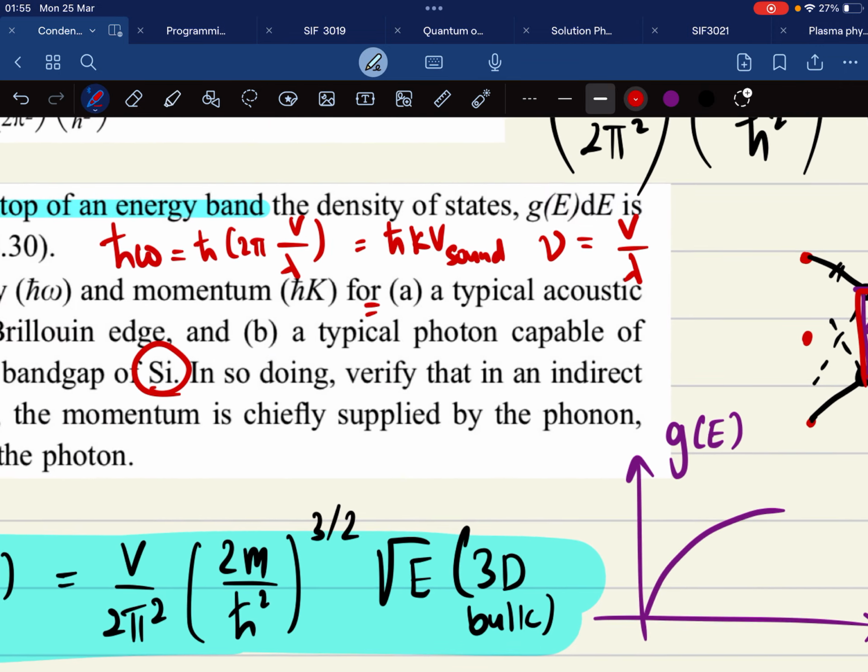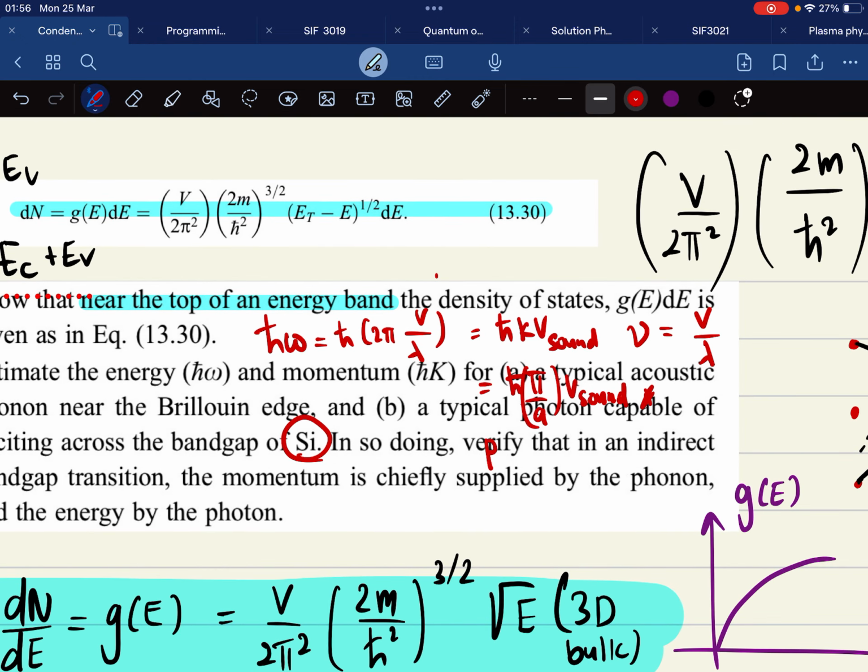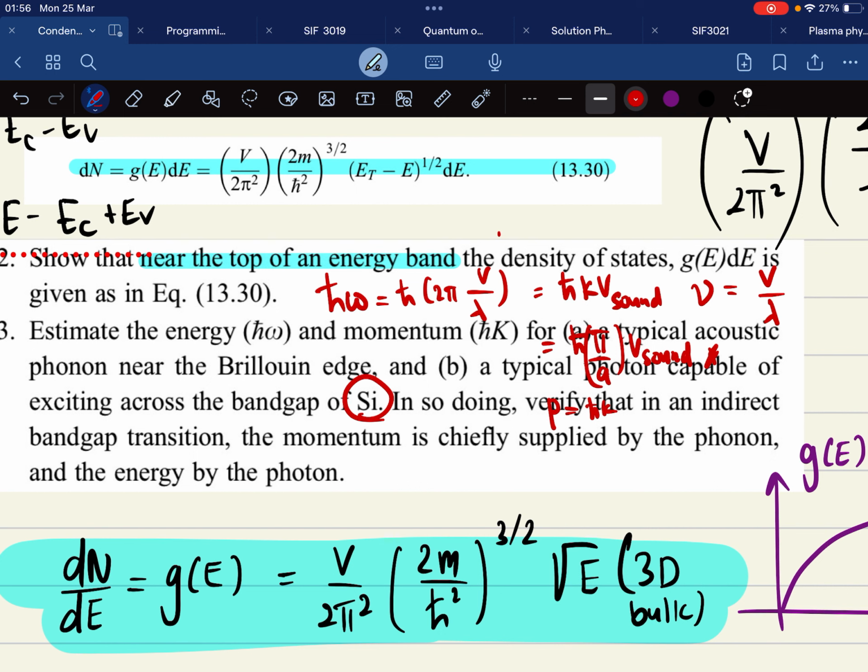So back to our question. h bar k, where k is pi over A, and v sound. You can search for this and then you will get the answer. And the momentum is very simple: h bar k.